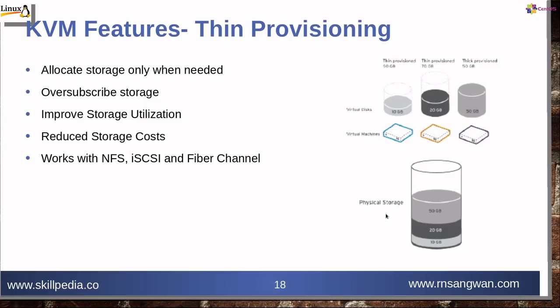Then something called thin provisioning. Allocate storage only when needed. That is because of which I said that we can do this overcommit. Oversubscribed storage is possible. It improves storage utilization and reduces storage cost. It works with NFS, iSCSI and Fibre Channel, all of them.